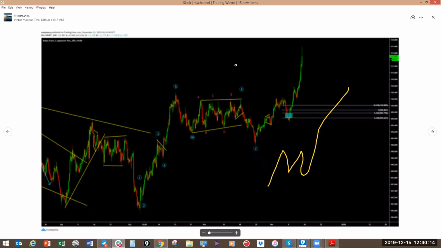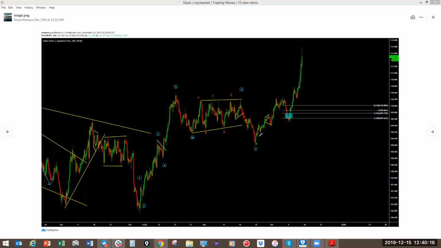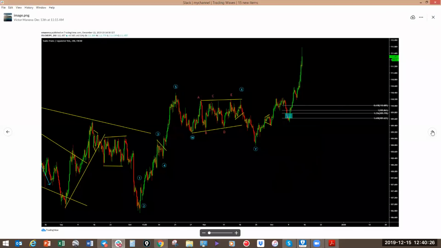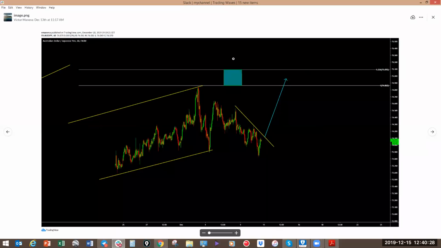There we go. And this is how wave theory works. Before you knew that this was going to reverse, we had forecasted that as it was going down from here. We knew that it was going to come here and then push higher. Now, this is pound CHF, Aussie New Zealand, Aussie yen, sorry.